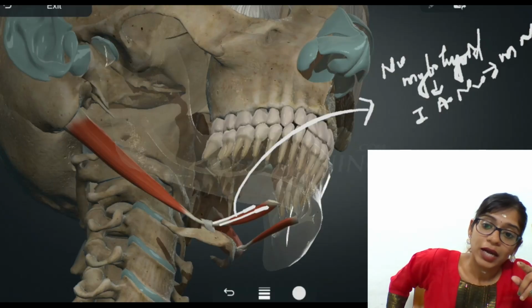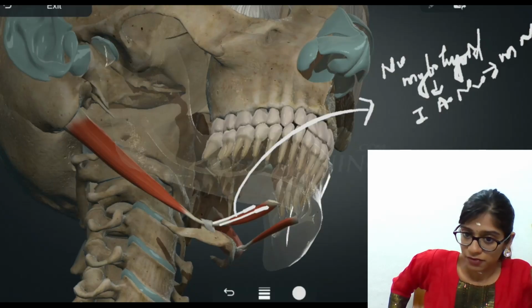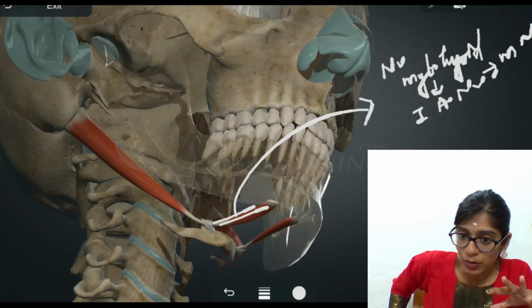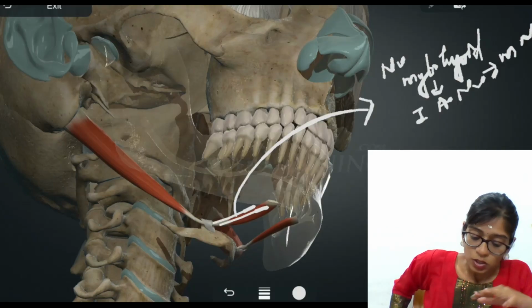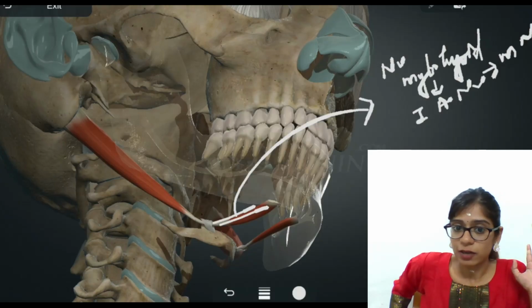Now the nerve to mylohyoid is a branch of the inferior alveolar nerve. This inferior alveolar nerve is a branch from the mandibular nerve. The mandibular nerve is a branch of the trigeminal nerve. So that is about the anterior belly of the digastric.